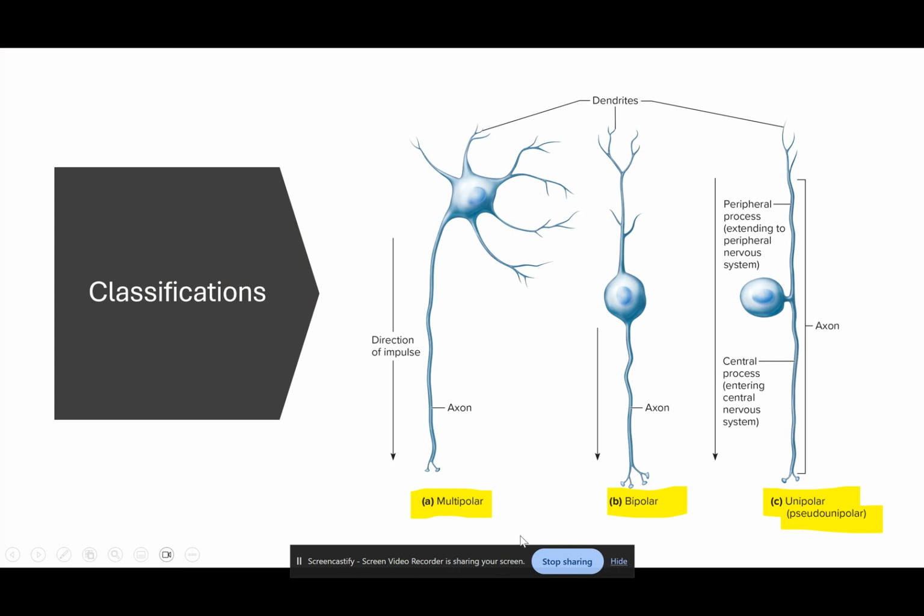So, picture of classifications, we have a multipolar neuron here, as we see 1 axon, multiple dendrites. Bipolar neuron, 1 axon, multiple dendrites up here. Unipolar neurons are a little bit more interesting. As we see 1 axon, don't get confused when this branches off right here. That's still 1 axon, and we know it's 1 axon because it has a couple of these dendrites up here.